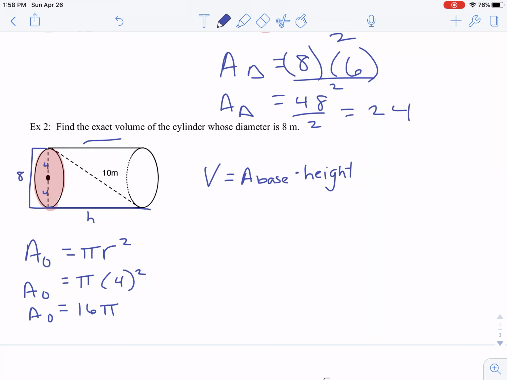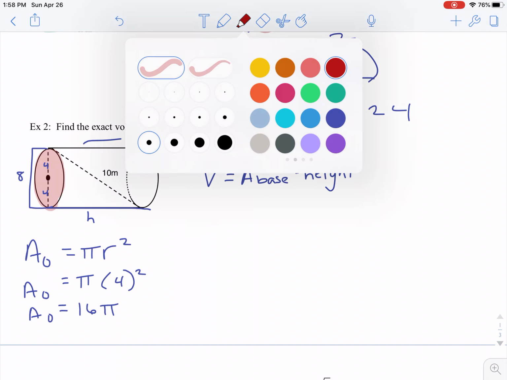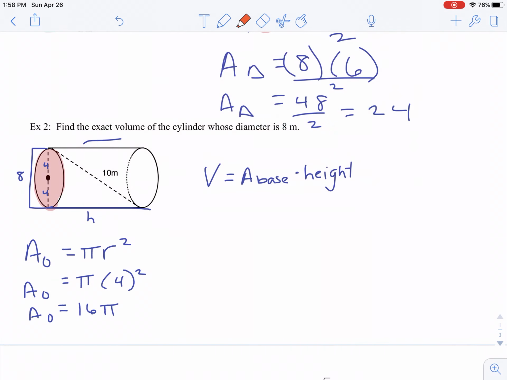Okay, and then we need to figure out the height. Now, what sometimes we have to do in these volume problems is look for right triangles in our drawings. We know that the height of a cylinder or a prism always has to be perpendicular to the base. So I can draw in this right triangle right here and know that we truly have a right triangle here.